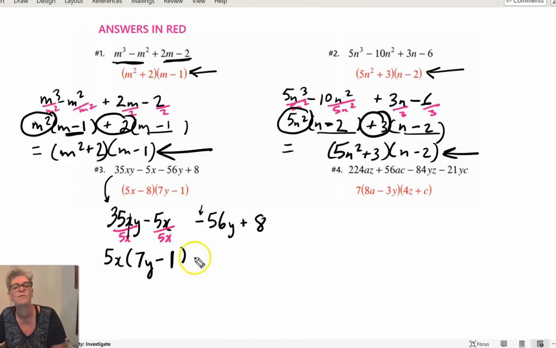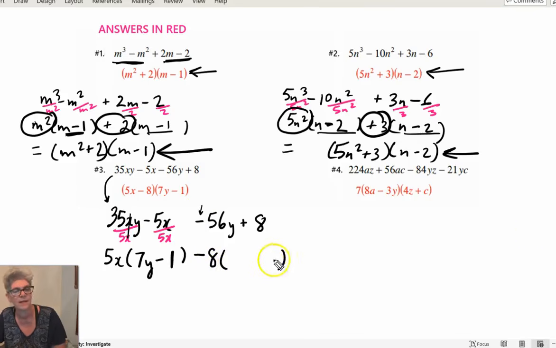So we are going to be factoring out a negative number. Now forget about the negative number. Just what do 56 and 8 have in common? Well, 56 is 8 times 7. So with 56 and 8, I'll factor out an 8, but because the leading term, the one in the front, is a negative, I'm going to factor out a negative 8.